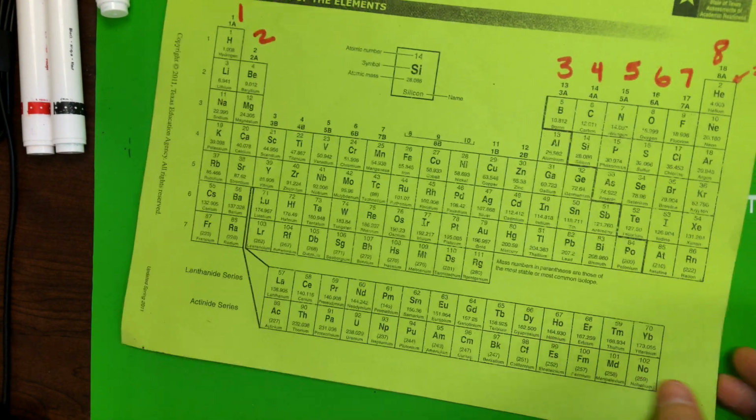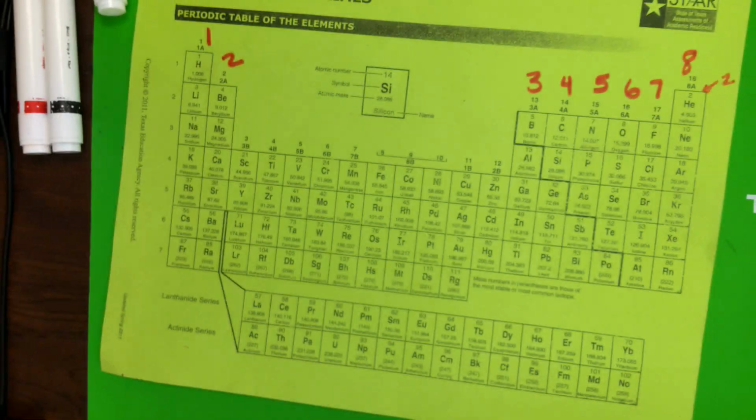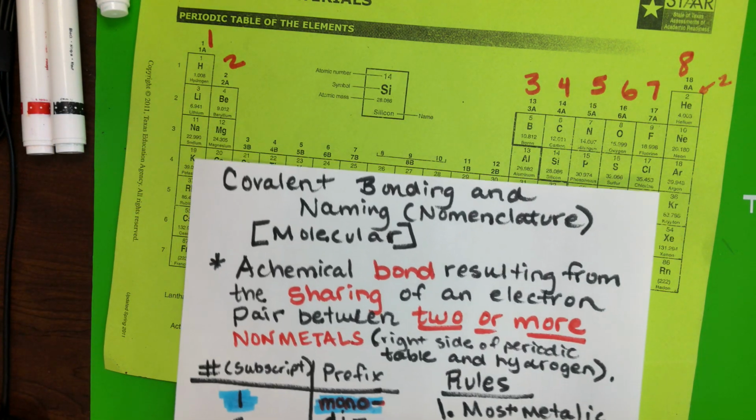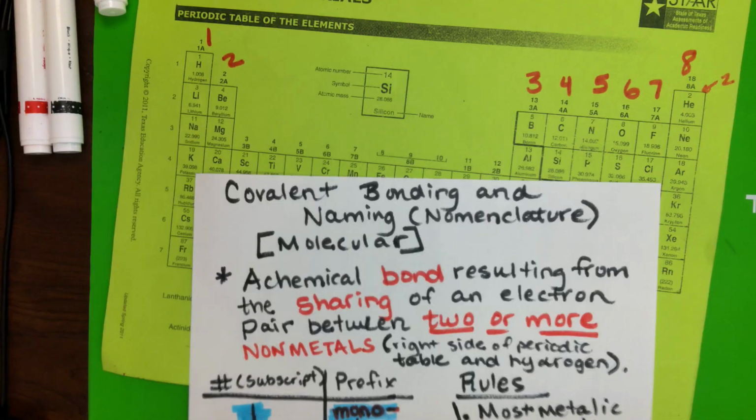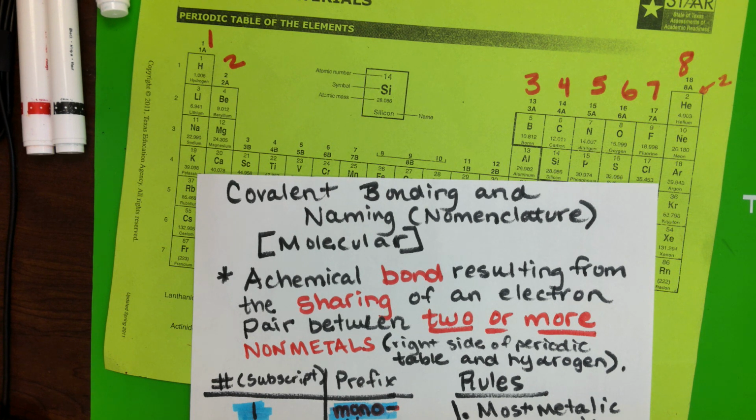Hey you guys. Okay, so today we're going to be doing covalent bonding and naming them, which another name for it is nomenclature. Keep in mind covalent molecular has the same meaning. So again, let me rephrase what I talked about yesterday about what covalent bonding is.